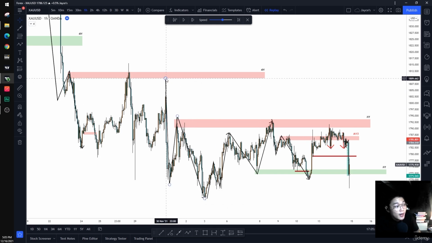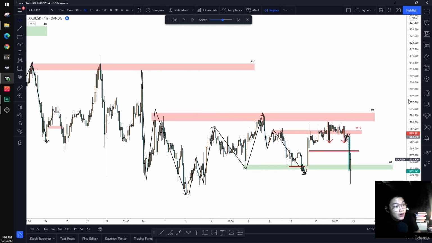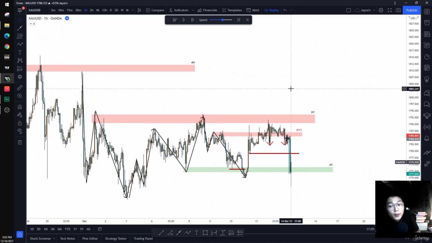Therefore, you need to define the structure in the 1 hour, and in the 1 hour you can see now it is lower low and lower high. Therefore, the 1 hour is also a down movement, and with those structures, here is the strongest supply zone in the 1 hour. And one more thing, price has now created a pullback wave in the 1 hour.